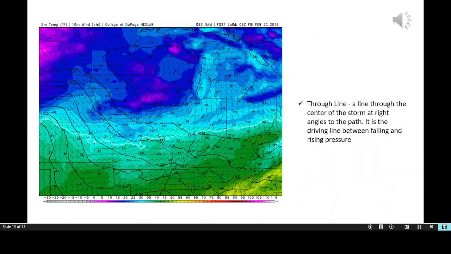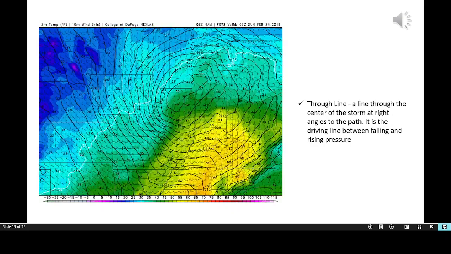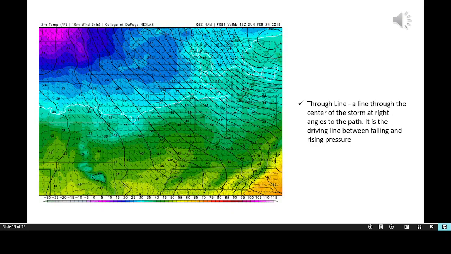Through line, a line through the center of the storm at right angles to the path. It is the driving line between falling and rising pressure.